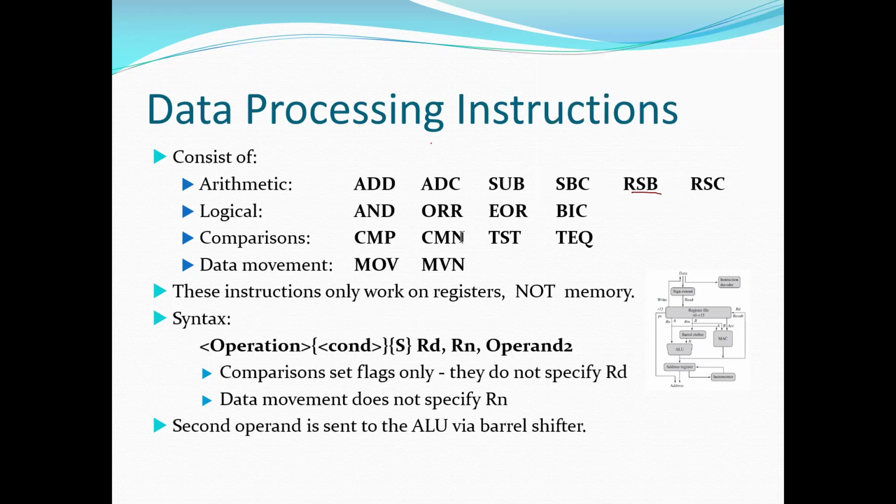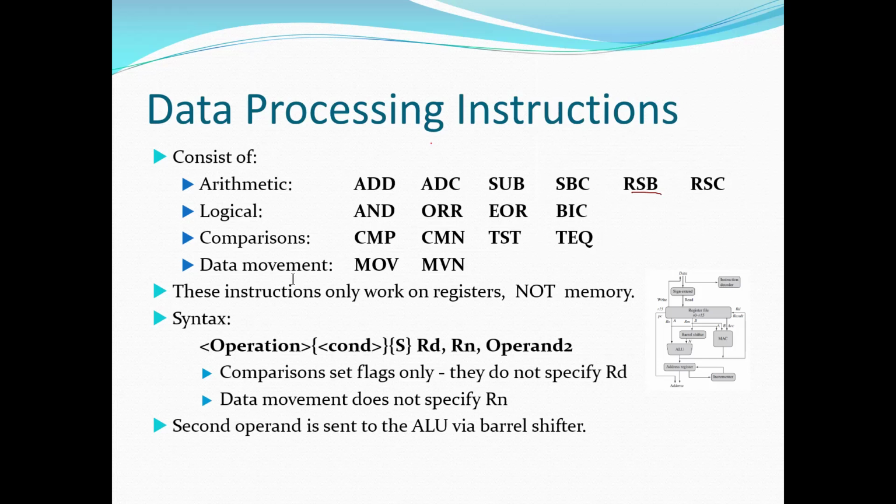Next, CMN, nothing but compare negative, means complement of your second operand is compared with your first operand. And TST, nothing but logical AND operation between the two values, and it checks for the result. And similarly, TEQ, test for equality, whether the two operands are equal or not. That is another condition. It is logical AND, and this is simple subtraction.